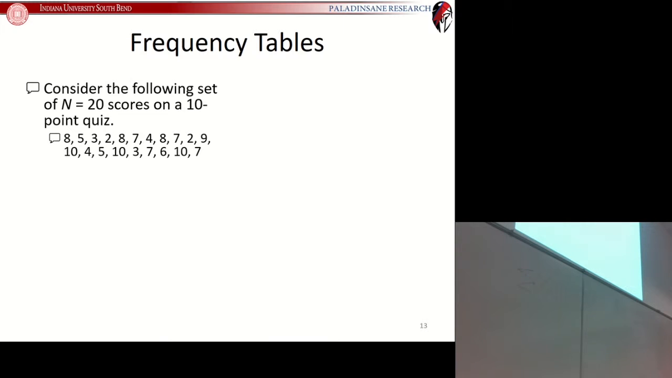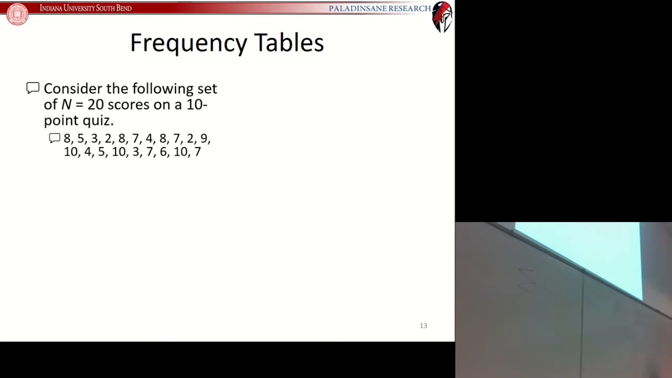So one thing I'll point out here, that large N indicates the number of scores. So when it says N equals 20 scores, that means that we got 20 scores. That means that our raw scores, these X scores here, there's 20 scores in that X, right? So that's what the N indicates. So we got 20 scores on a 10-point quiz, and those are the scores right there.